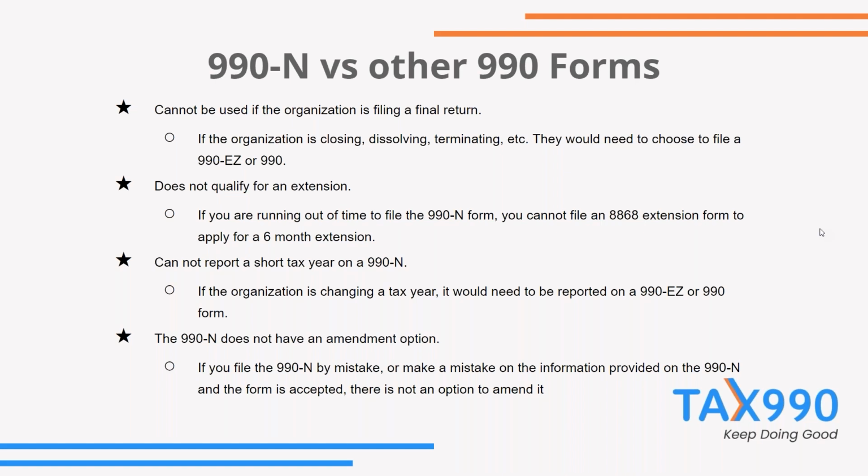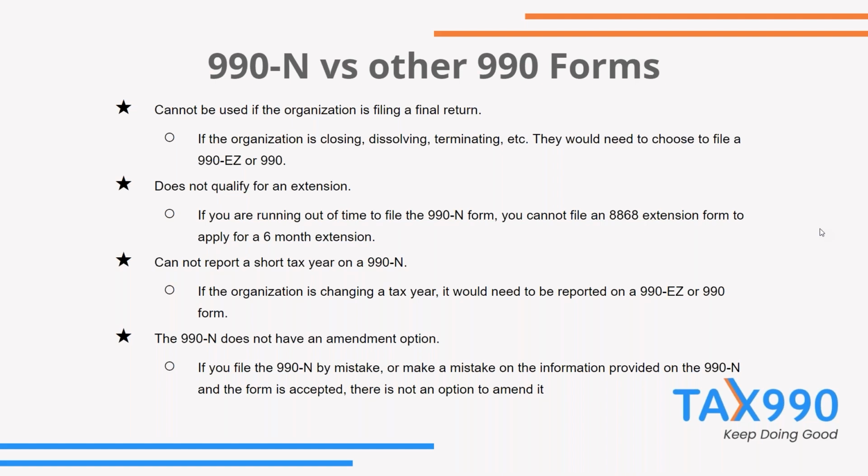This means if the organization is closing, dissolving, or terminating, they would need to choose to file a 990EZ or a 990 form. The 990N does not qualify for an extension. If you are running out of time to file the 990N form, you cannot file an 8868 extension form to apply for a 6-month extension.